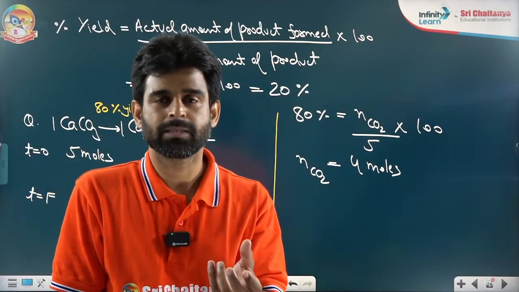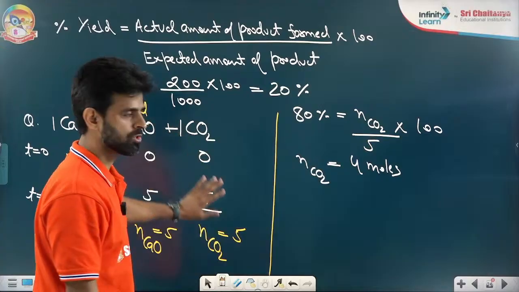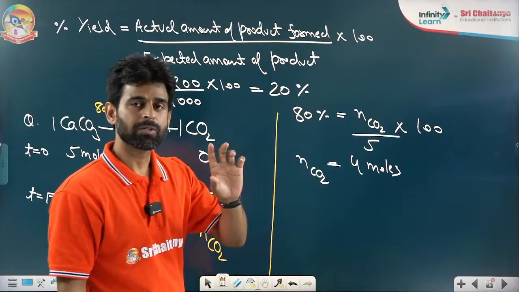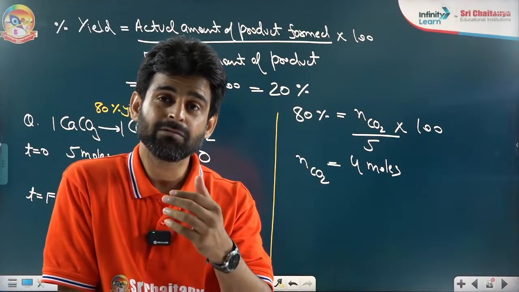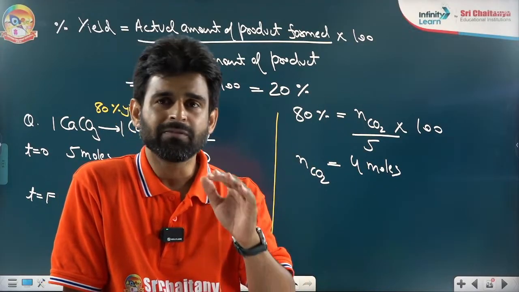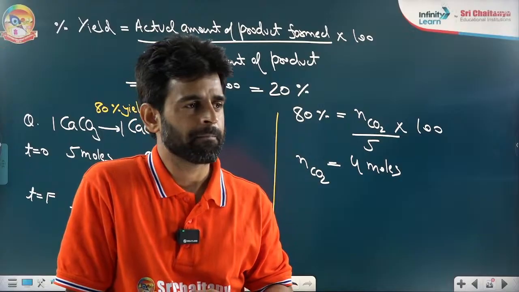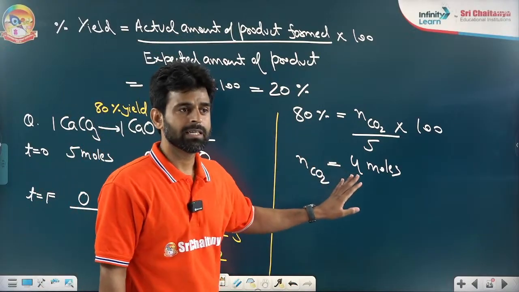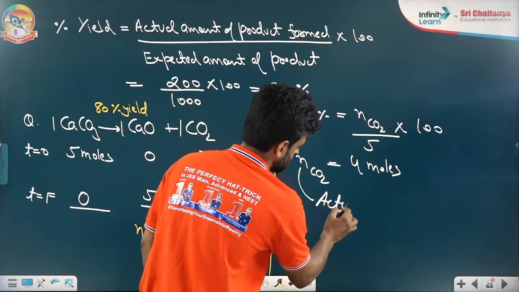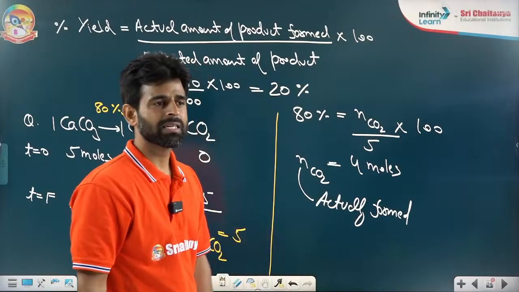So if this yield topic comes, you have to apply this part only. Whatever comes by stoichiometry, put it here as expected, and then find the actual. Because of some situation, the reaction was not able to go to completion. It will stop somewhere in between, and then I will actually get a lesser amount. So apply this simple formula to get the answer. These are the CO2 moles actually formed. Are we clear about it?